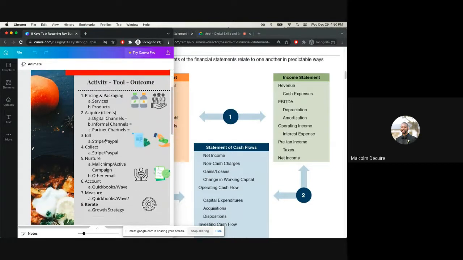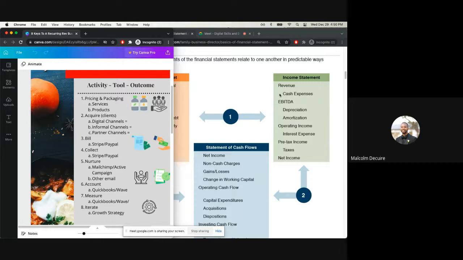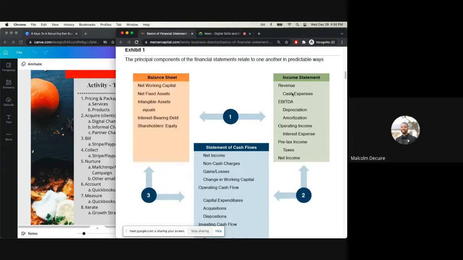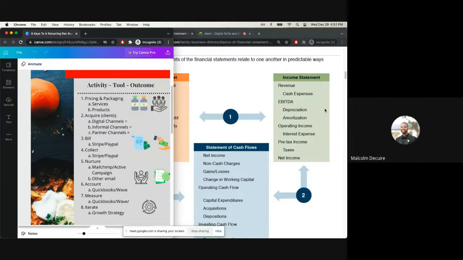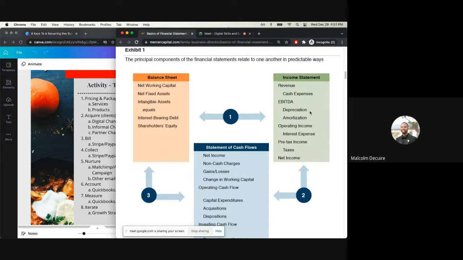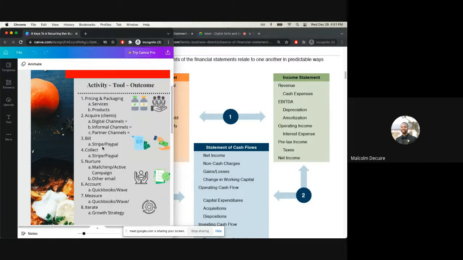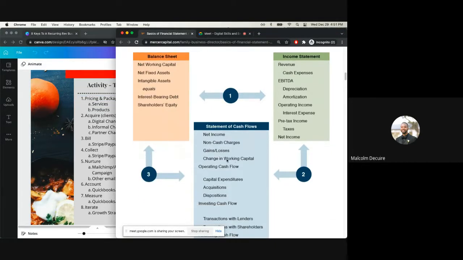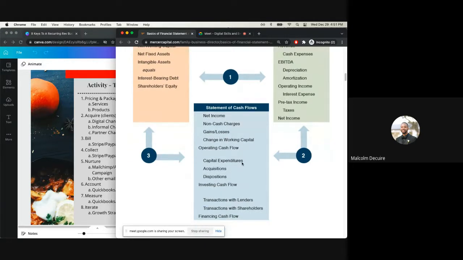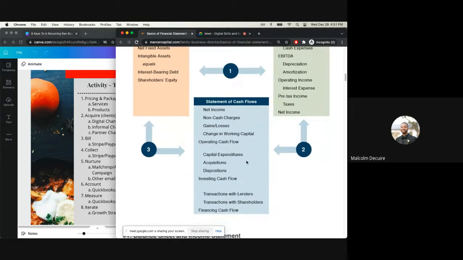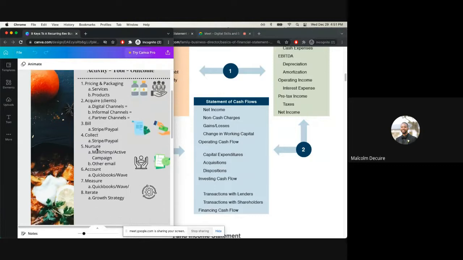So we'd already gone over pricing and packaging, which maps to revenue and cash expenses and EBITDA. Acquiring maps to the operating expense and operating income, and so does billing and collecting. Once we map those first 4 to the income statement, we now have the statement of cash flows. And the statement of cash flows is going to map to nurturing, accounting, and measuring.